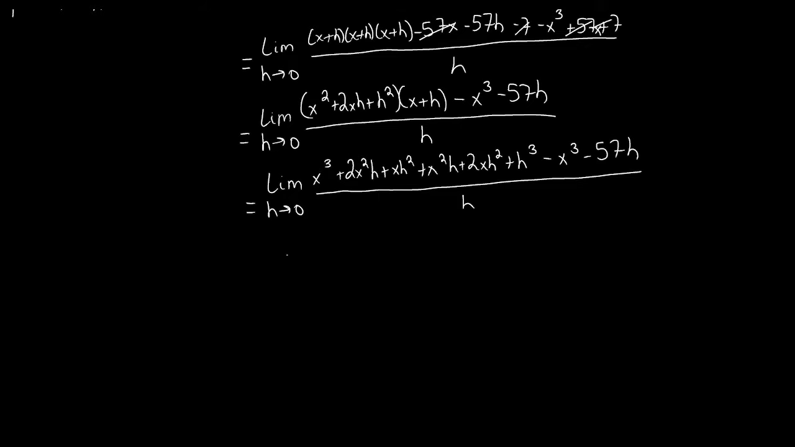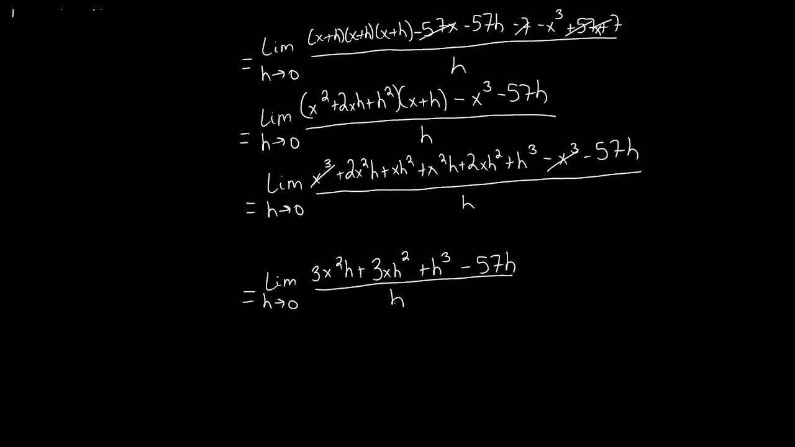So I see here, looking at this x cubed, we have an x cubed and a minus x cubed. So these can cancel and go away. Let's see here, what else can we combine? We have a 2x squared h and a 1x squared h. So we can combine those terms. So the limit as h approaches 0. So 2x squared h plus x squared h gives us 3x squared h. And then we have xh squared plus 2xh squared. So again, we have 3xh squared. Added two of those terms, and we get plus h cubed minus 57h.